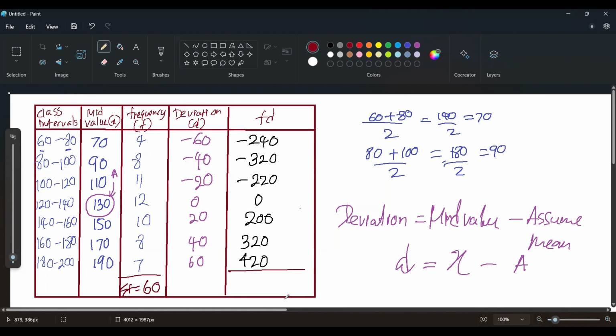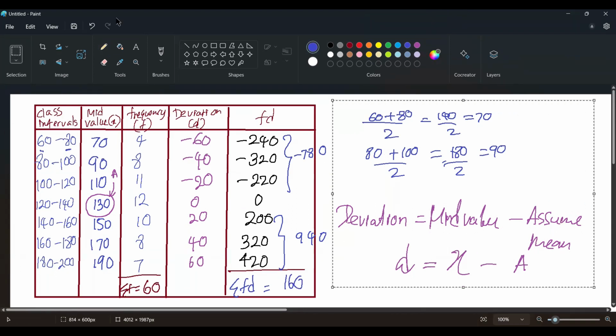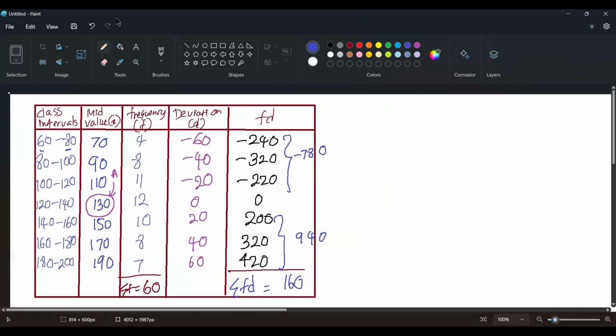Yes, you can find. And FD, when you find the FD, you can find the minus value and plus value separately. That is better, I think. Okay, here 240, 243, 25, 60, 550, 780, minus 780, minus 200, 520, 520, 400, 940. When you get the difference of these two, it should be sigma FD. It is 160 there, no? It should be 160. You can find like this.